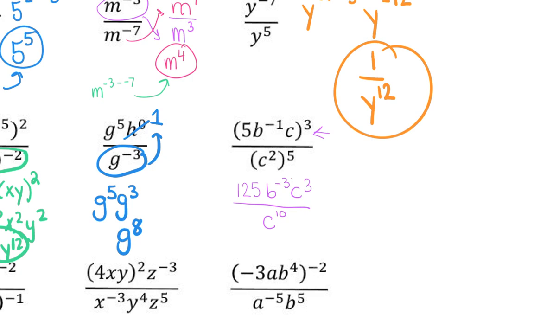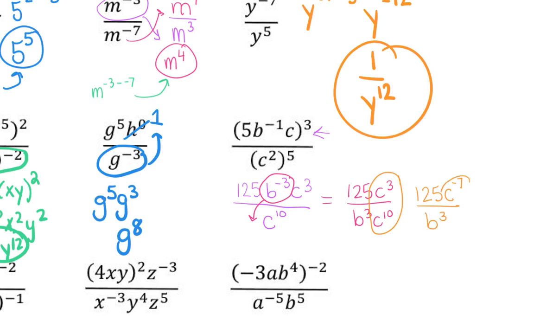We are going to take this negative exponent right here, bring it down to the denominator and make it positive. So that's going to be 125 c to the 3rd power divided by b to the 3rd power c to the 10th power. We can still simplify this right here. c to the 3 minus 10, so now we have 125 c to the negative 7th power divided by b to the 3rd. To make this positive, we are going to bring this down to the bottom. That gives us 125 over c to the 7th, b to the 3rd.